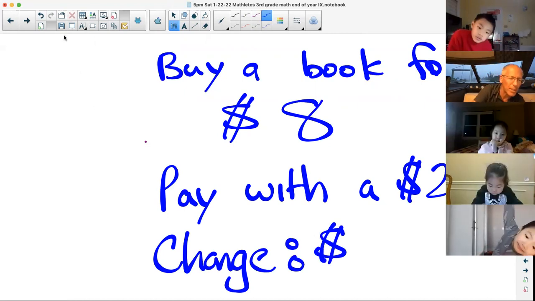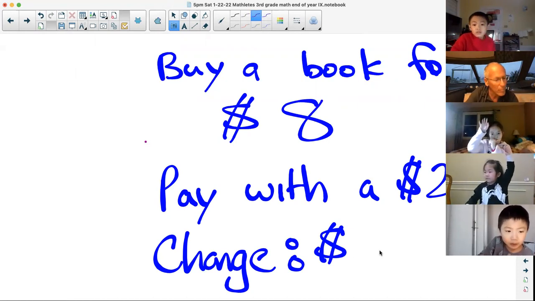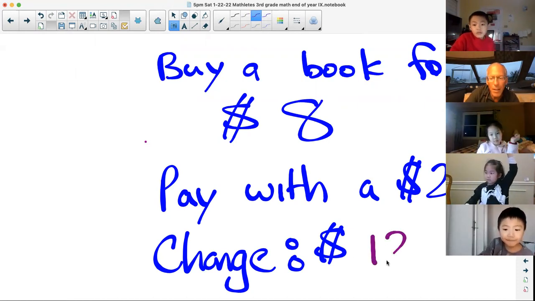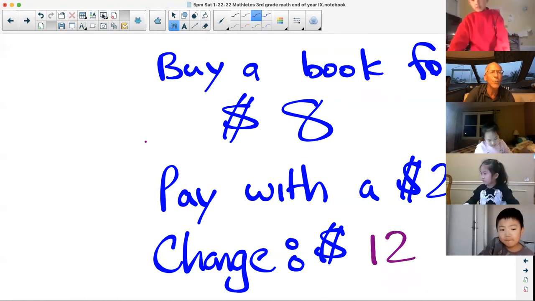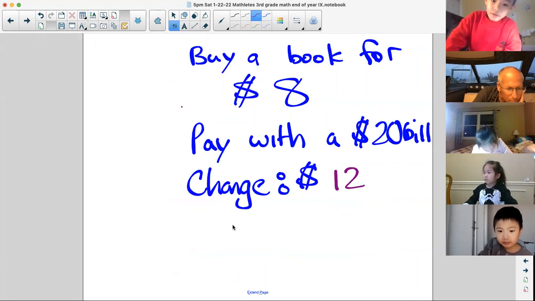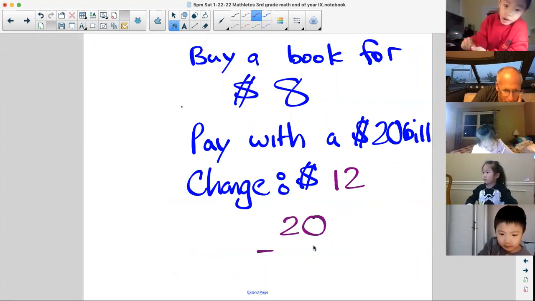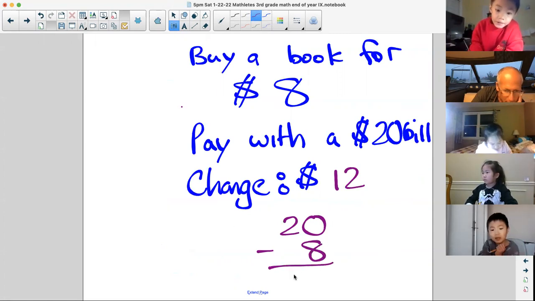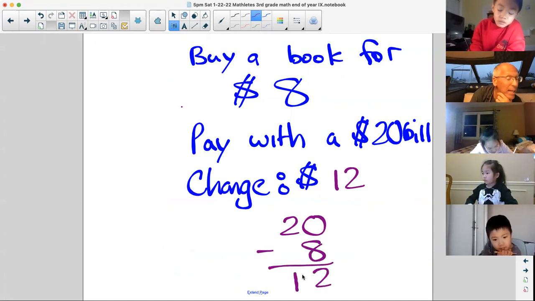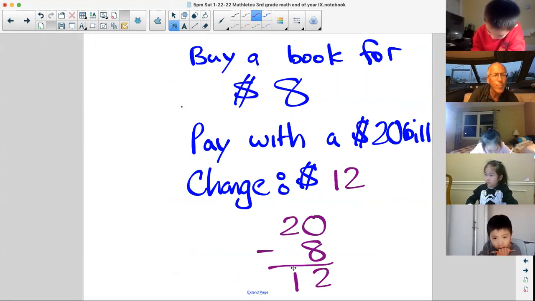Who can tell me my change? Jason F. 12. Yes. Jason, how did you get 12? 8 minus 20 equals 12. And you are right, but you have to say it a little bit differently. 20 minus 8 equals 12.